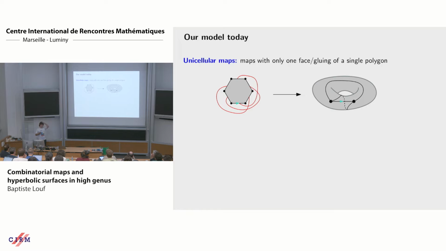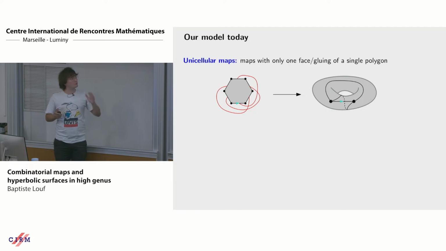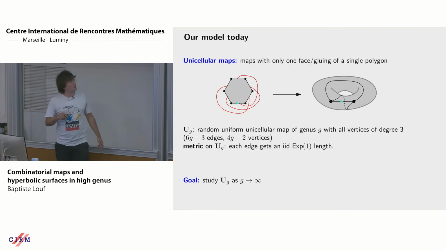And I want to require more of these maps. I also want my maps to have all vertices of degree 3. If I specify the genus and the degrees of the vertices, then it forces me to have a certain number of edges, which is 6g minus 3, and also a certain number of vertices, 4g minus 2. So I have a finite set, as I told you, of ways of wrapping up a polygon, especially if you require a certain genus and a certain degree of the vertices.